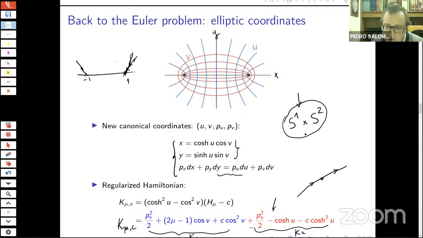It's a double covering, and it sends some circles to the collision points. It doesn't matter so much, but after regularization, we have this S1 cross S2. So this is the component that matters for us.